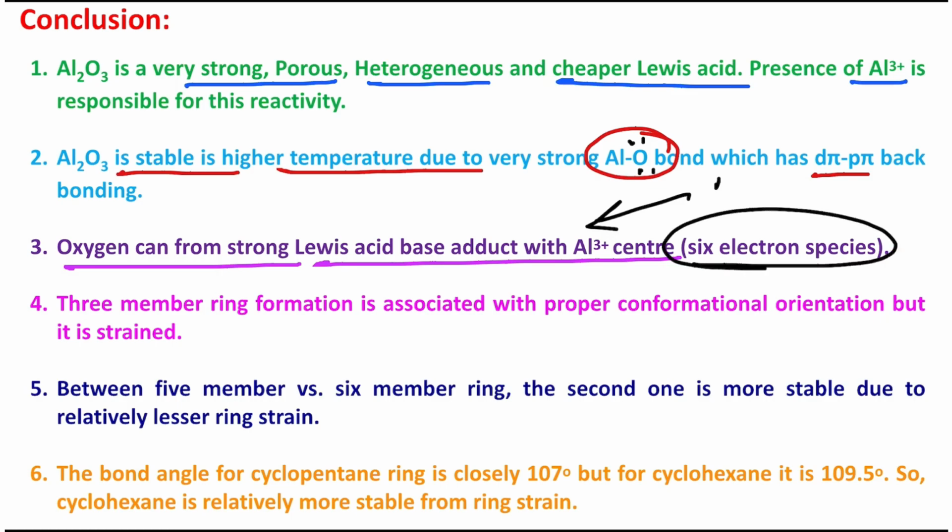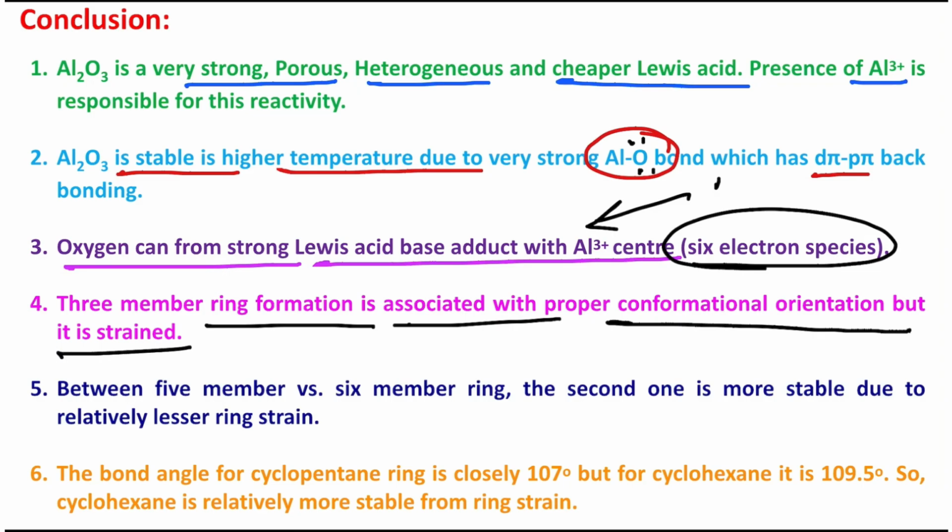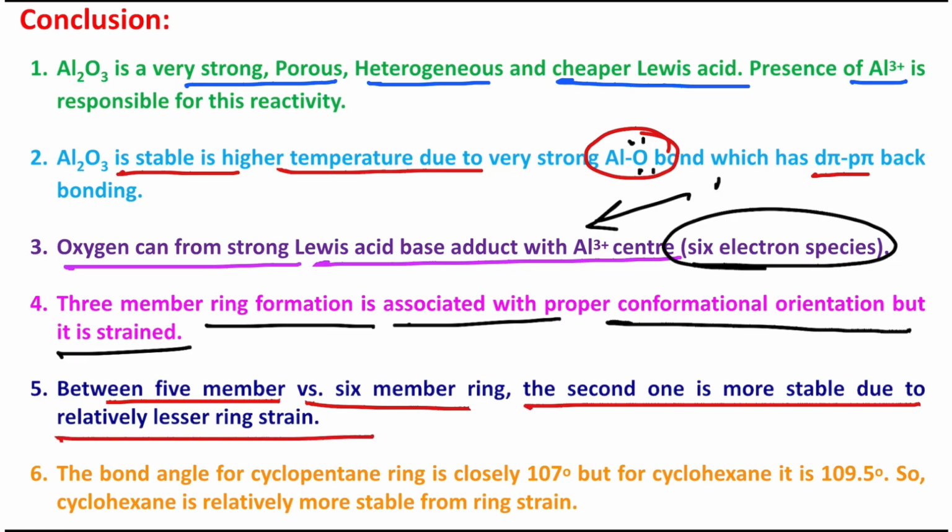That's an interesting property. The 3-member ring formation, meaning the epoxide produced, is associated with proper conformational orientation, but it is strained because it is a 3-member ring, near about 60 degrees. Between 5-member and 6-member rings, the 6-member ring is relatively more stable due to lesser ring strain. Why? Because the bond angle for the cyclopentane ring system is close to 107 degrees, but for the cyclohexane ring system the angle is close to 109.5 degrees, which is the tetrahedral angle. So ring strain is less for the cyclohexane derivative, and that's why it is relatively more stable.